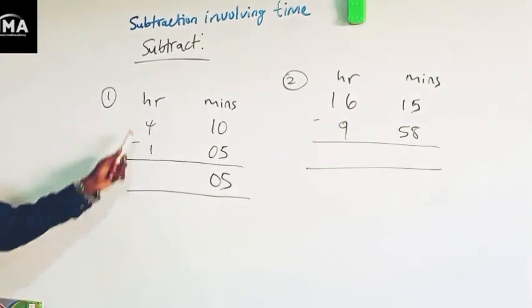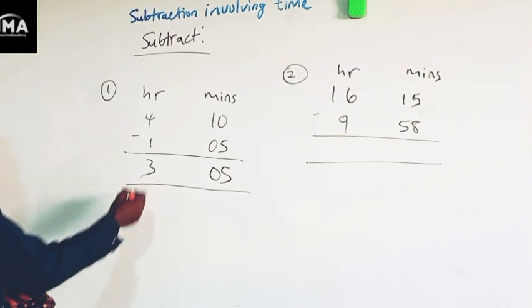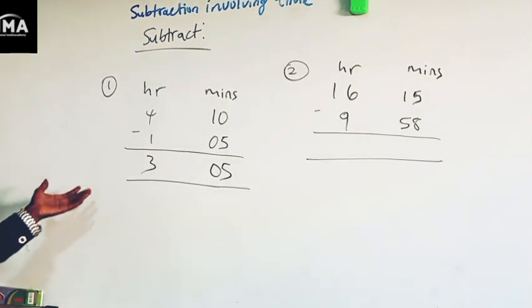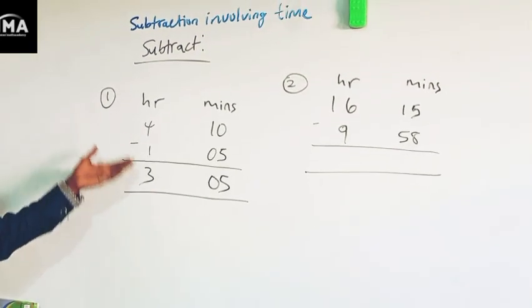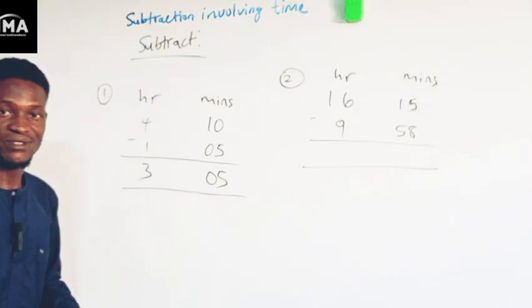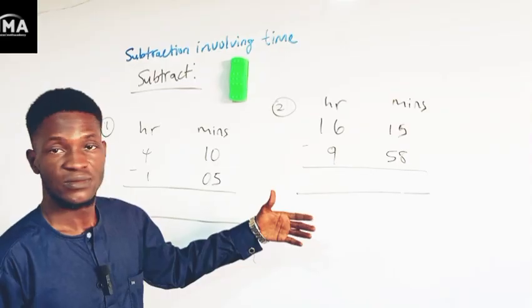So 4 minus 1 is 3. So basically this is our answer. If I want to express it, I'll say 3 hours 5 minutes. This is our final answer to this question.